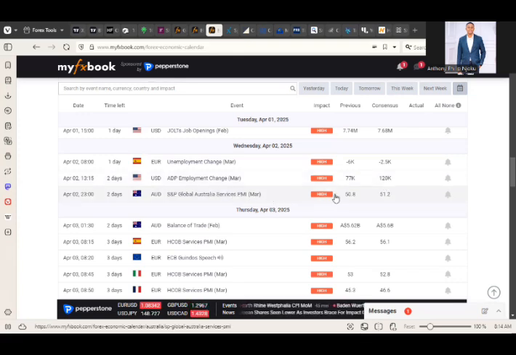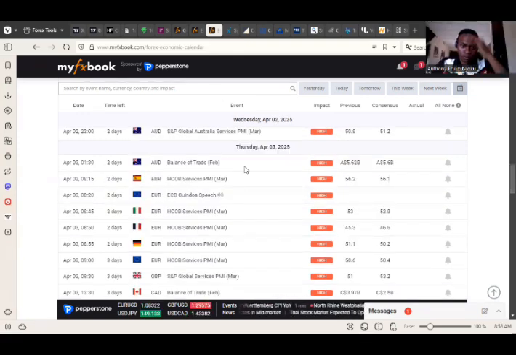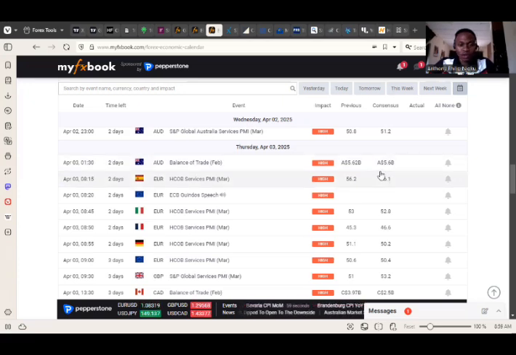Then the service PMI, the same with the manufacturing PMI. On Thursday, we have the AUD balance of trade, which is we have 5.6 billion Australian dollars. So if you see a figure higher than 5.6 billion, it is good for AUD, but if you see a figure lower than 5.6 billion, it is bad. Balance of trade has to do with total imports minus total exports. If there is more imports, it is a balance deficit. If there is more exports, it is a balance surplus.